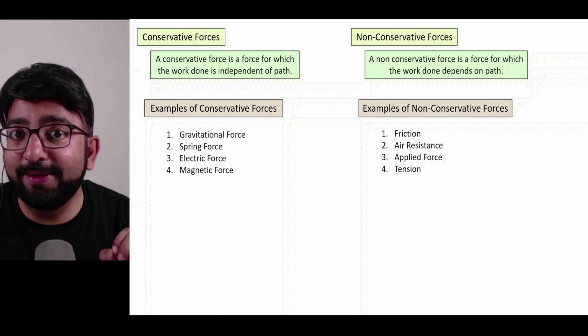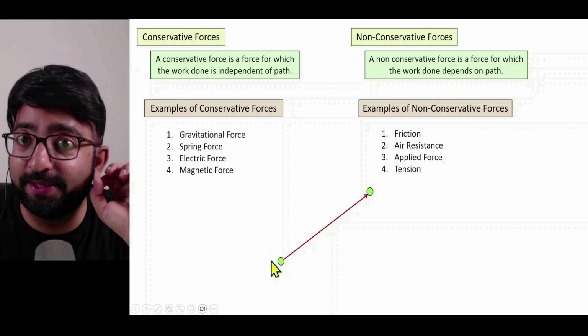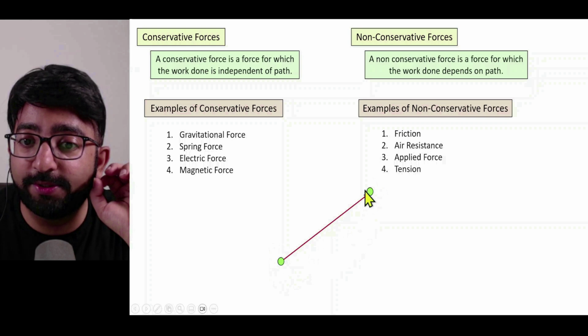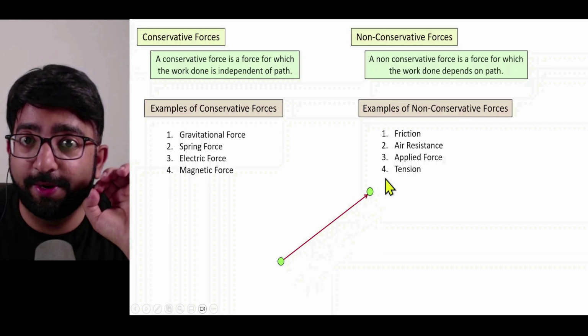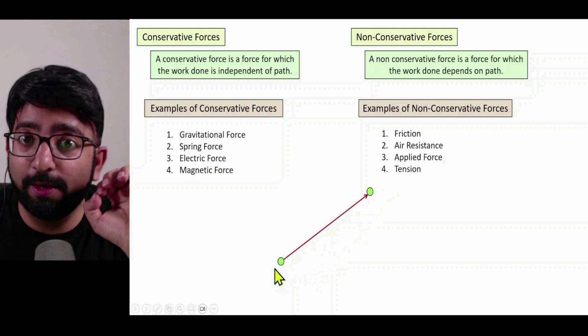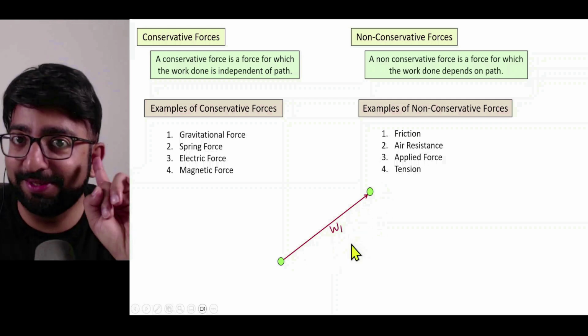Now let me try to explain this using a diagram. Imagine we have a ball over here. Let's say this is the initial point and it is going towards the final position. Case 1, the ball is going in a straight line along this red arrow. Let's say the work done by the ball while it is following this path is W1. So this is case 1.